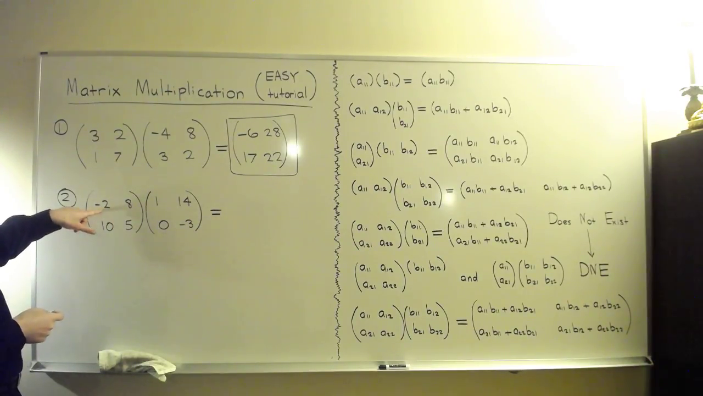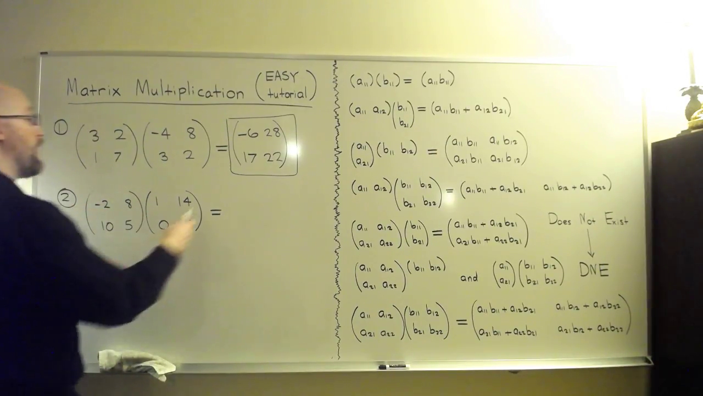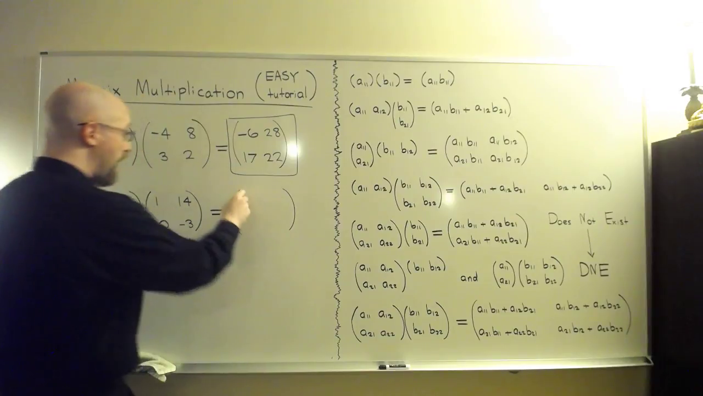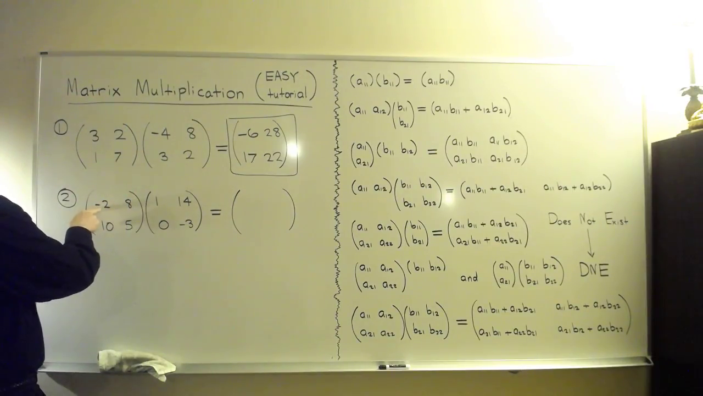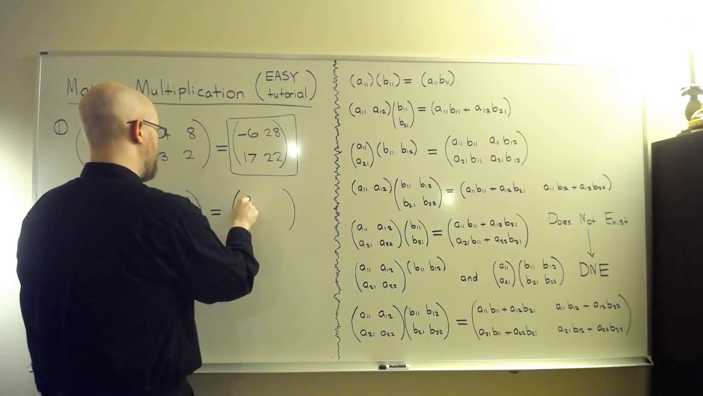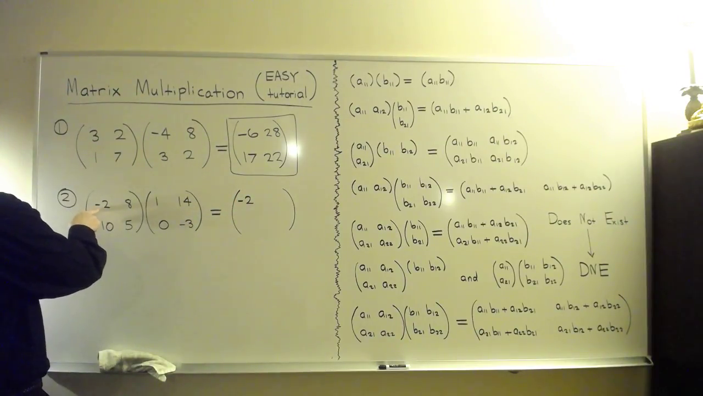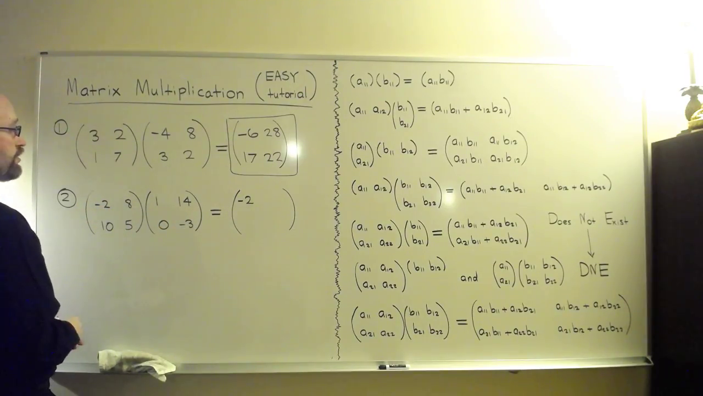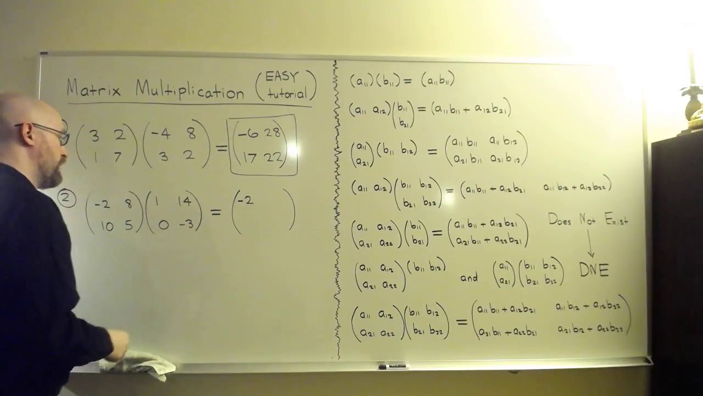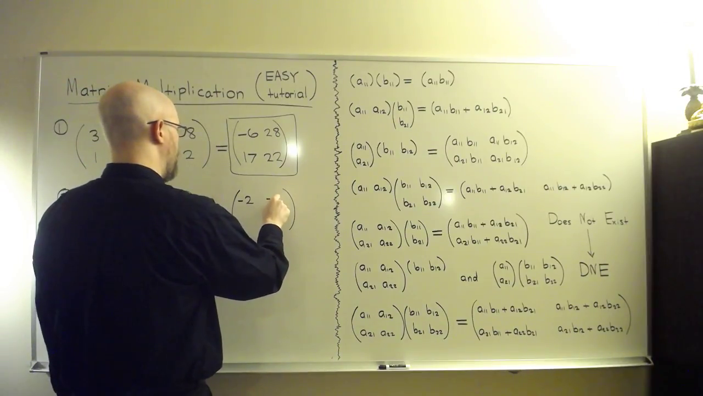So first of all, we want to find the top left entry. So we're going to take top row, left column. Minus 2 times 1 is minus 2. 8 times 0 is 0. So that's going to give us a minus 2 up there when we add them together. Here we have a minus 2 times 14. That's a minus 28. And 8 times minus 3, that's a minus 24. I think that gives us a minus 52, right?